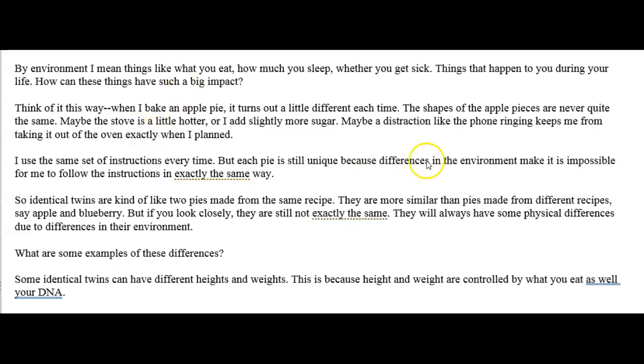So this person wrote, think of it this way: when I bake an apple pie, it turns out a little different each time. The shapes of the apple pieces are never quite the same. The stove may be a little hotter. I add slightly more sugar. Distractions. Phone ringing, exactly when I'm trying to take the pie out of the oven.